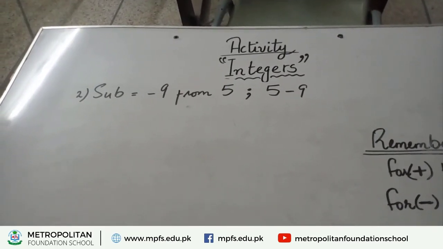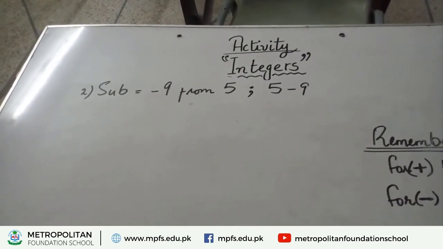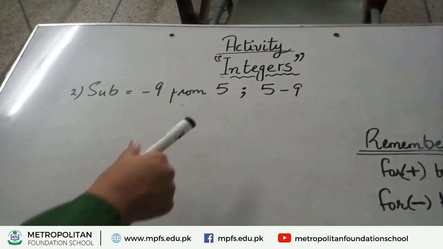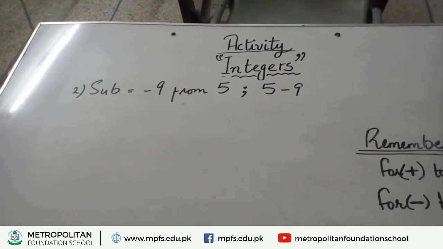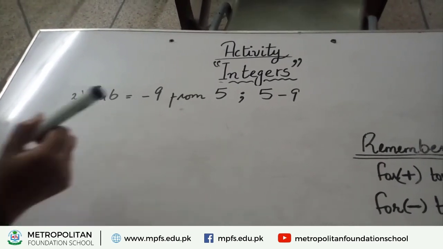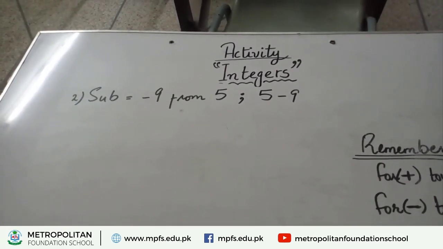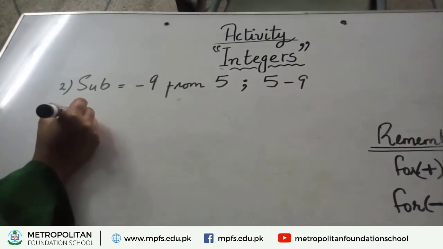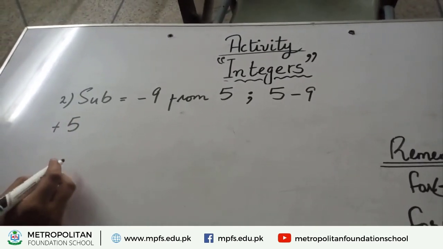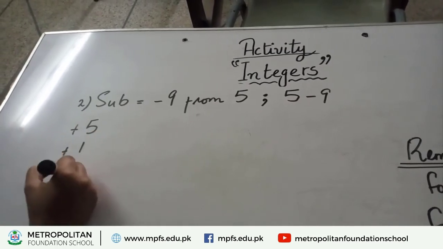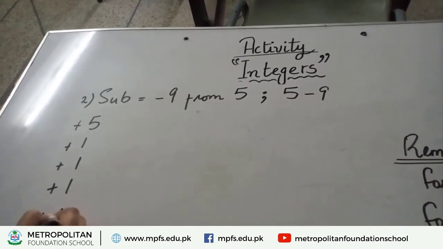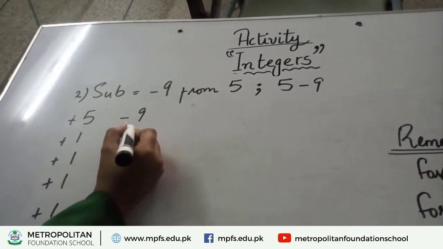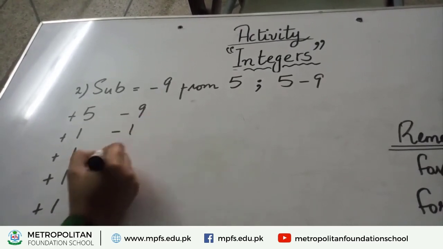Now students, here I have another example of subtraction. You all can see we have to subtract minus 9 from 5, and in the another way 5 minus 9. So you all can see 9 जो है वो हमारा negative integer है and the 5 is our positive integer. Plus 5 means कि हम यहाँ पर कितने प्लस 1 लिखेंगे 5, 2, 3, 4, 5 and here I have minus 9. It means हम यहाँ पे कितने minus 1 लिखेंगे? 9, minus 1, minus 1, minus 1.